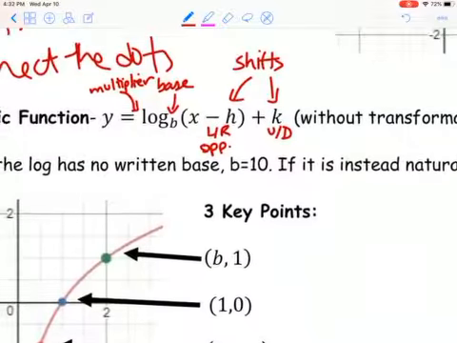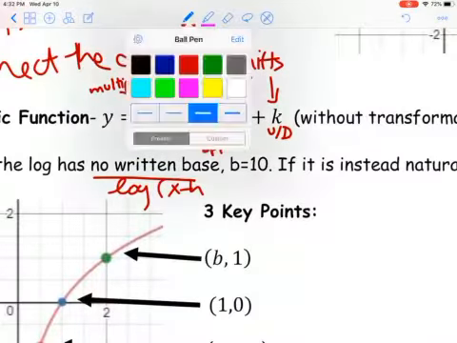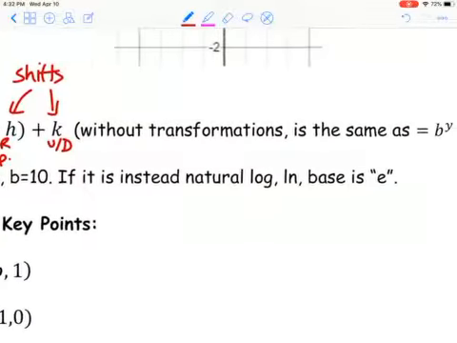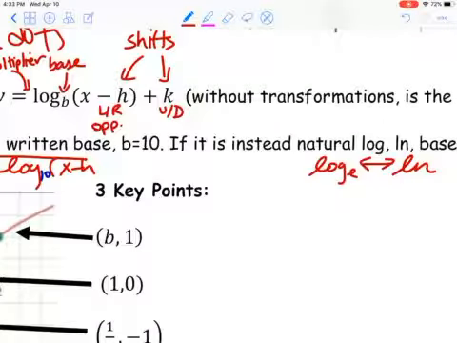Now, usually you'll see log of base 7 or log of base 2, but if it has no base written, so like if it's log of x minus h, you can put a 10 here if you need it. And then log base e, we sum up as ln, and so you can always rewrite it like this. So ln always has base e. It's just kind of weird, but it happens so much in nature that we use it.